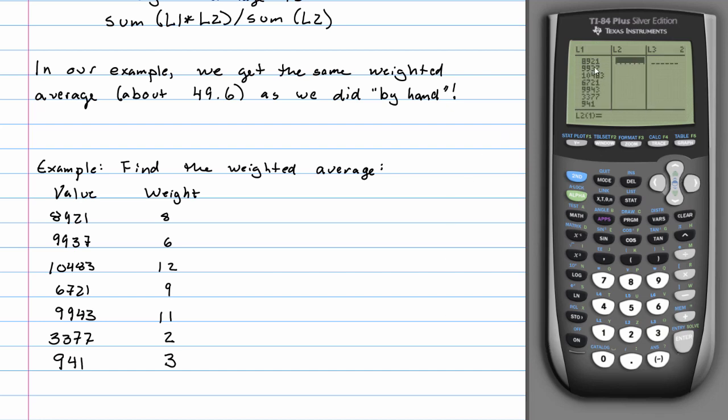Okay. And then in my L2, my values are 8, 6, 12, 9, 11, 2, and 3. And now I'm just going to put my cursor over into L3 so that I can proofread this. Because it's very easy to make a mistake doing entry like this.